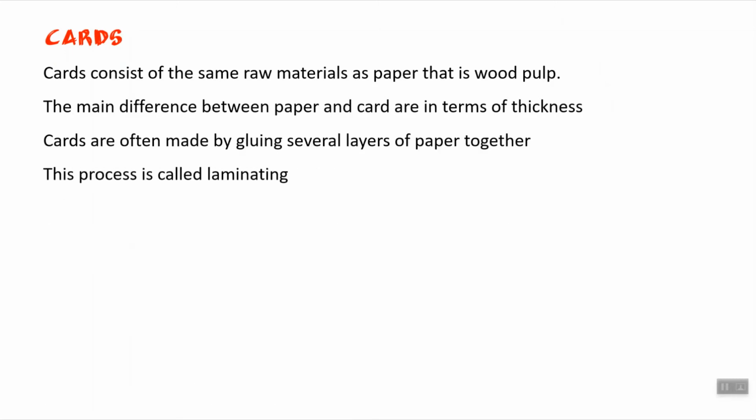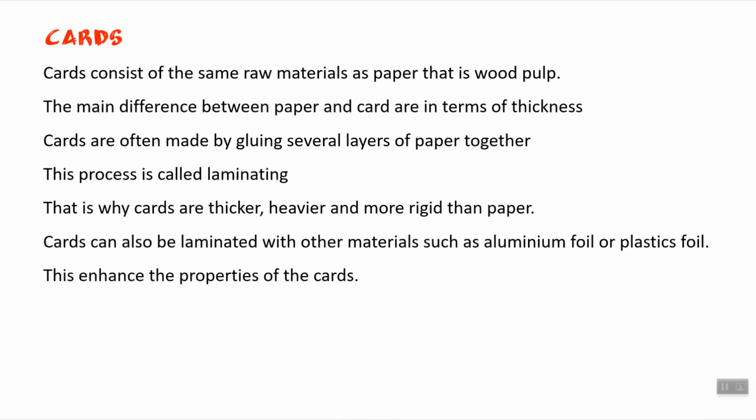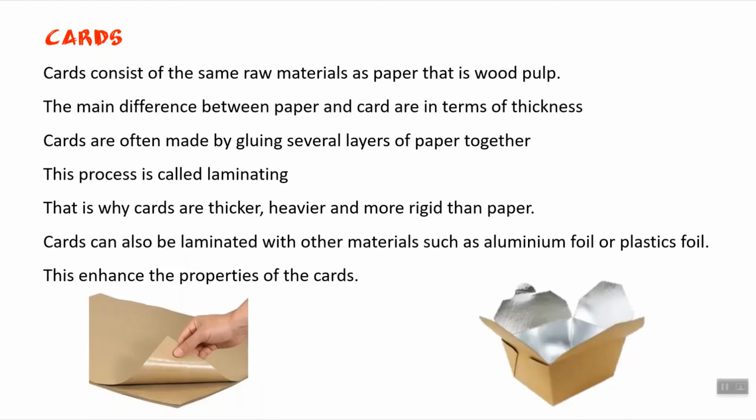Cards are often made by gluing several layers of paper together. So this process is called laminating. Okay, this is why cards are thicker, heavier, and more rigid than conventional paper. So cards can also be laminated with other materials such as aluminum foil or plastic foil. This enhances the properties of the cards.